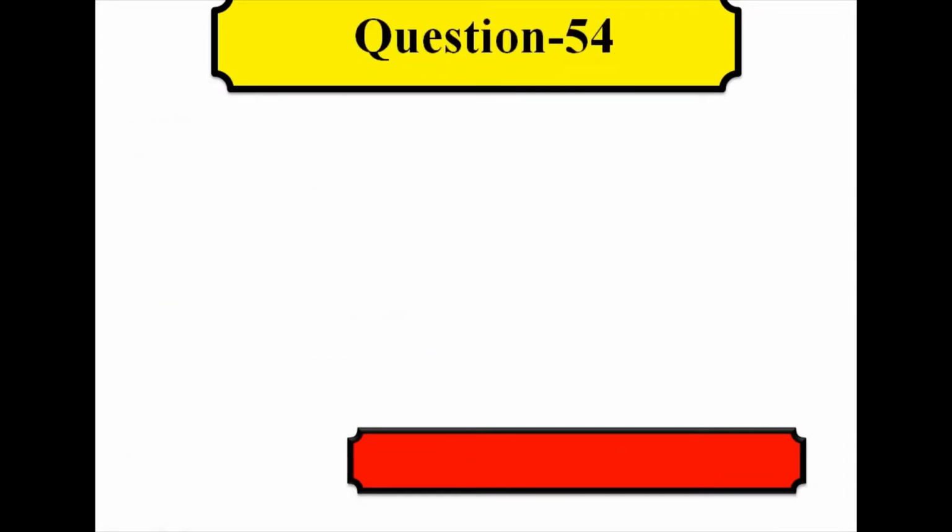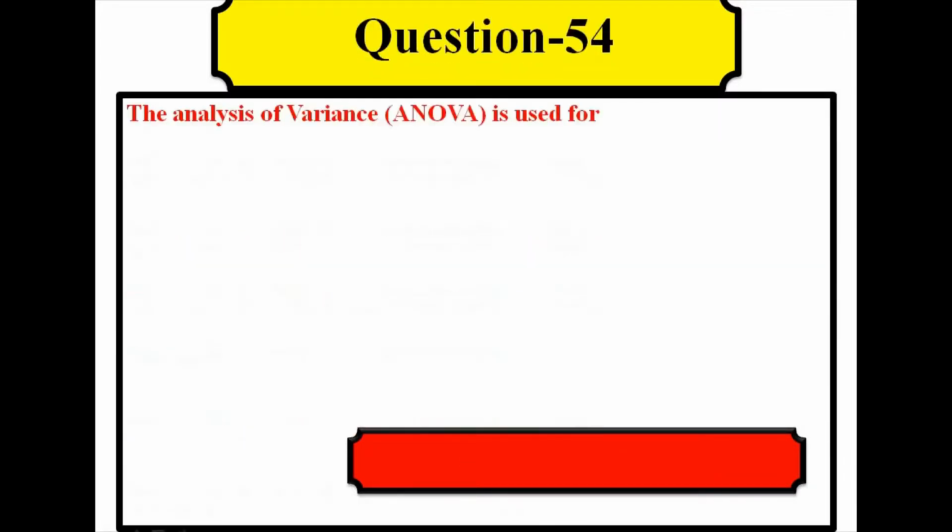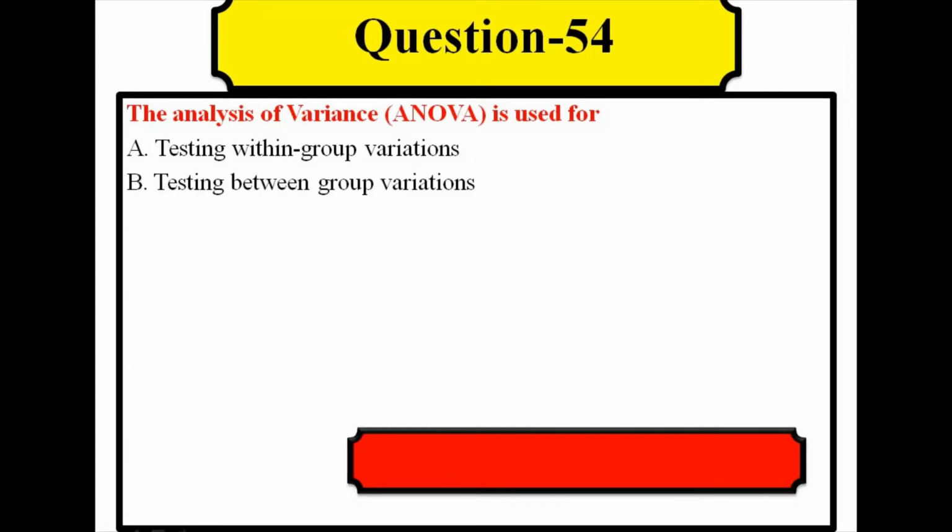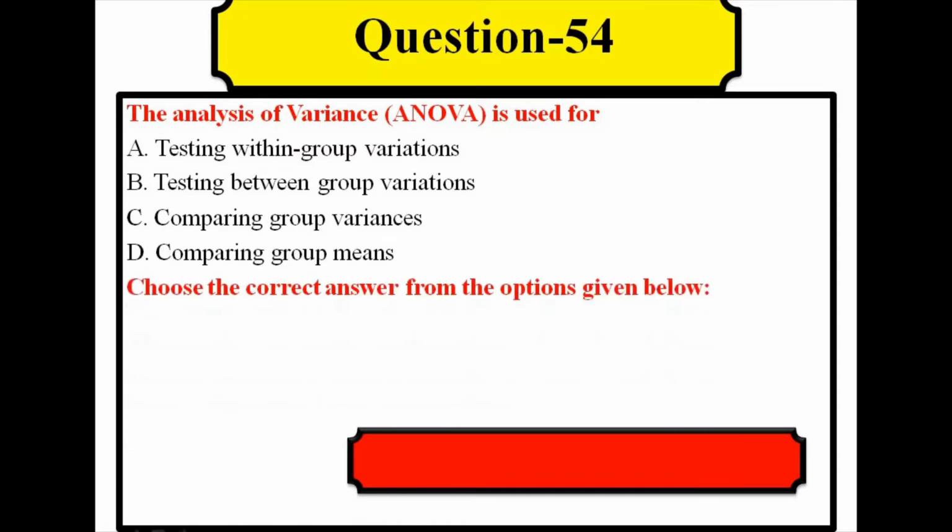Question 54. The analysis of variance, ANOVA, is used for: A. Testing within group variations. B. Testing between group variations. C. Comparing group variances. D. Comparing group means. Choose the correct answer from the options given below.